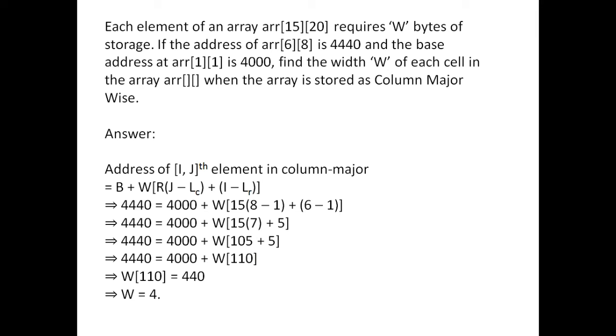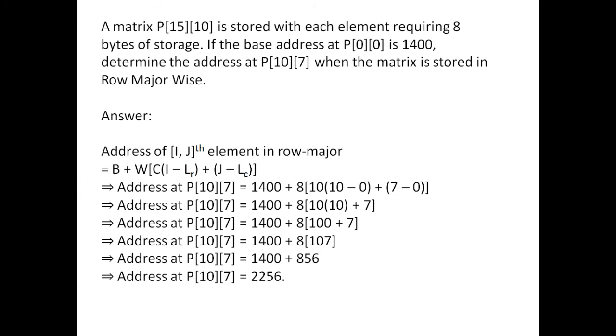Now let us move to the next question. A matrix P[15][10], again see, the number of rows is given and the number of columns is given, is stored with each element requiring 8 bytes. Storage is 8 bytes, W. Base address at P[0][0], that means the lower row and lower column are both 0. Base address is 1400. Determine the address of P[10][7], that means I is 10 and J is 7.